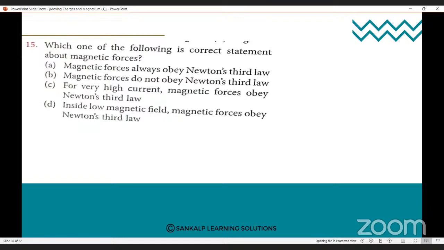So take this. Which of the following is the correct statement about magnetic forces? Magnetic forces always obey Newton's third law. Magnetic forces do not obey Newton's third law. For very high current, magnetic forces obey Newton's third law. Inside low magnetic field, magnetic forces obey Newton's third law. It is option C. Okay, it is option B. Magnetic forces do not obey Newton's third law. Option B is the correct answer.